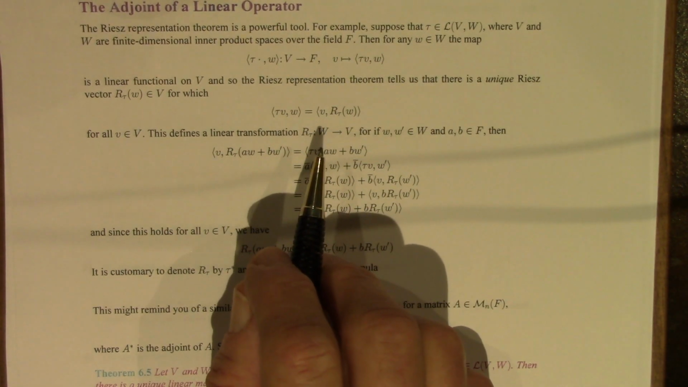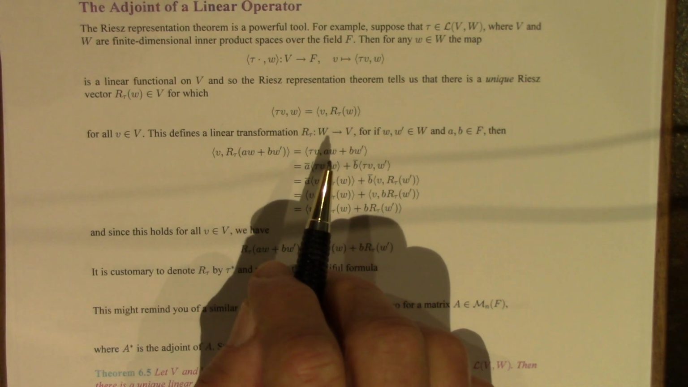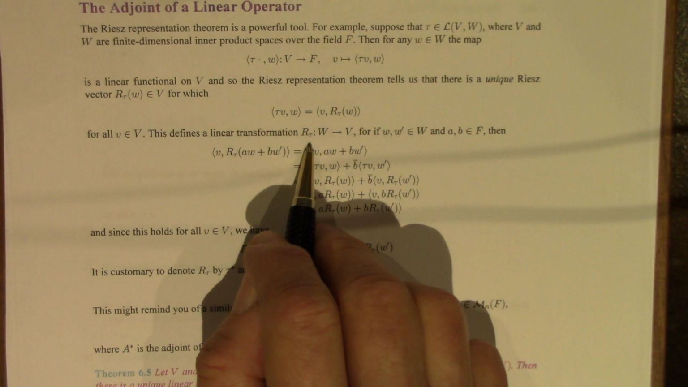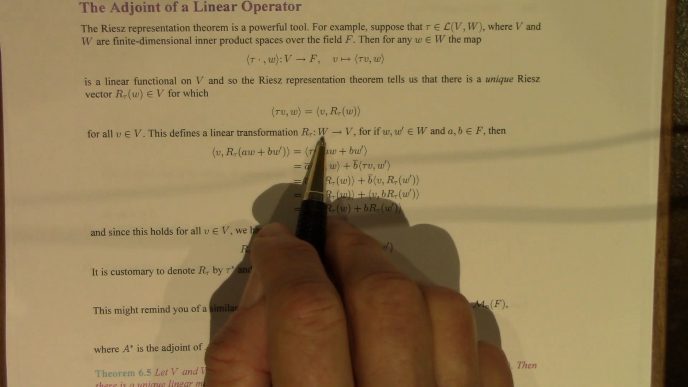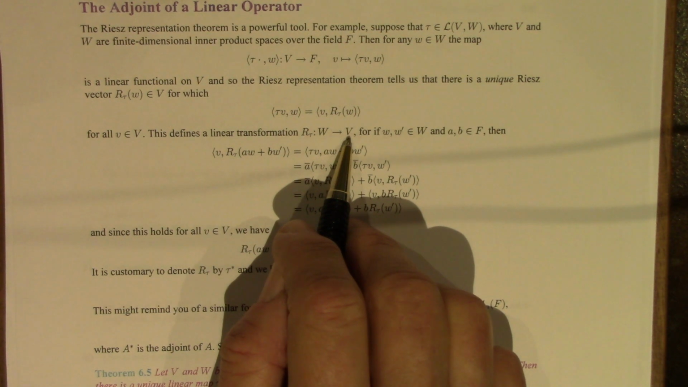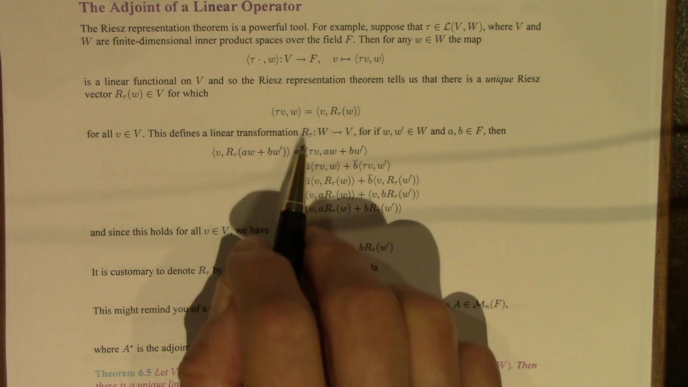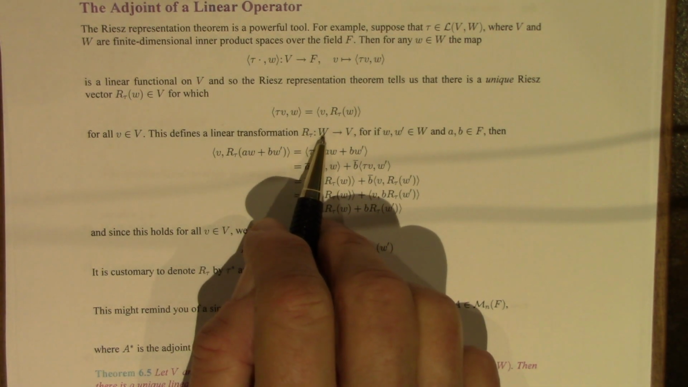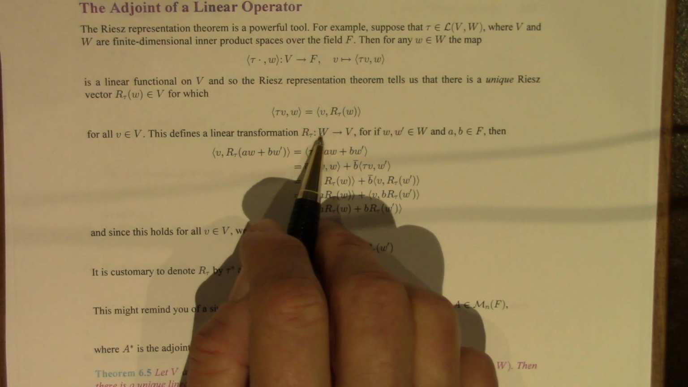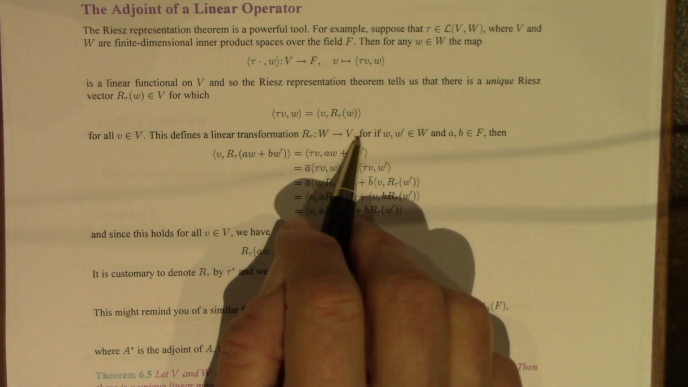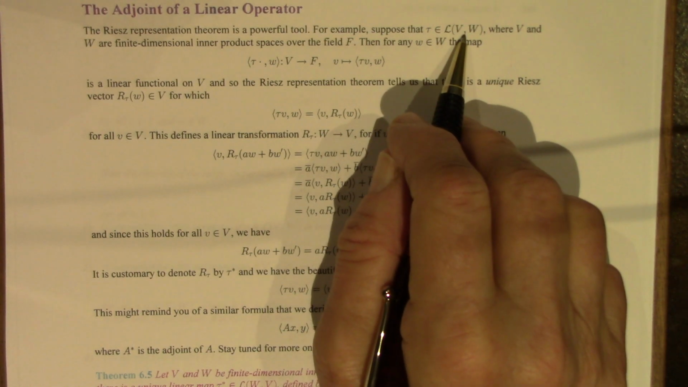This defines a linear transformation, R sub tau, from the vectors in W to V. Take a little w in W, R tau of little w is a vector in V. So we're going from W to V. We're going in the opposite direction as tau.